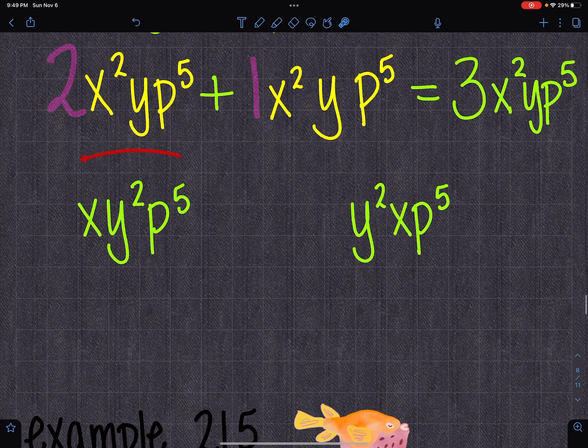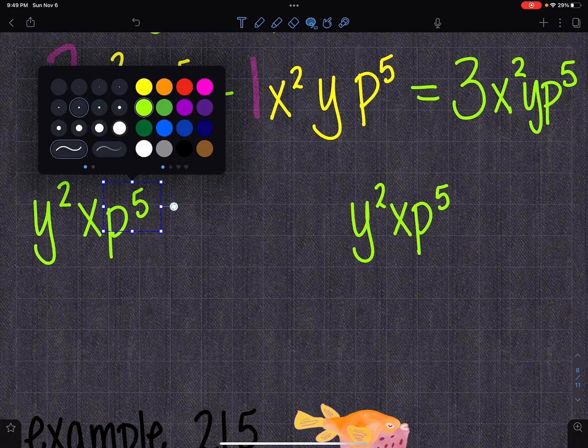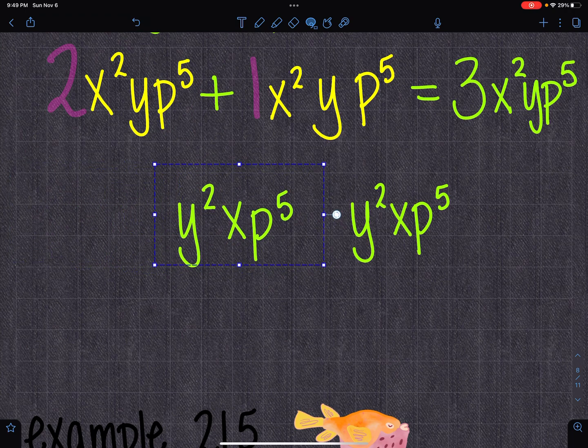Here's another example of like terms. You've got these two things which look different on the surface, but if we move this y squared to here, then you can see that this is actually the same as that, right?